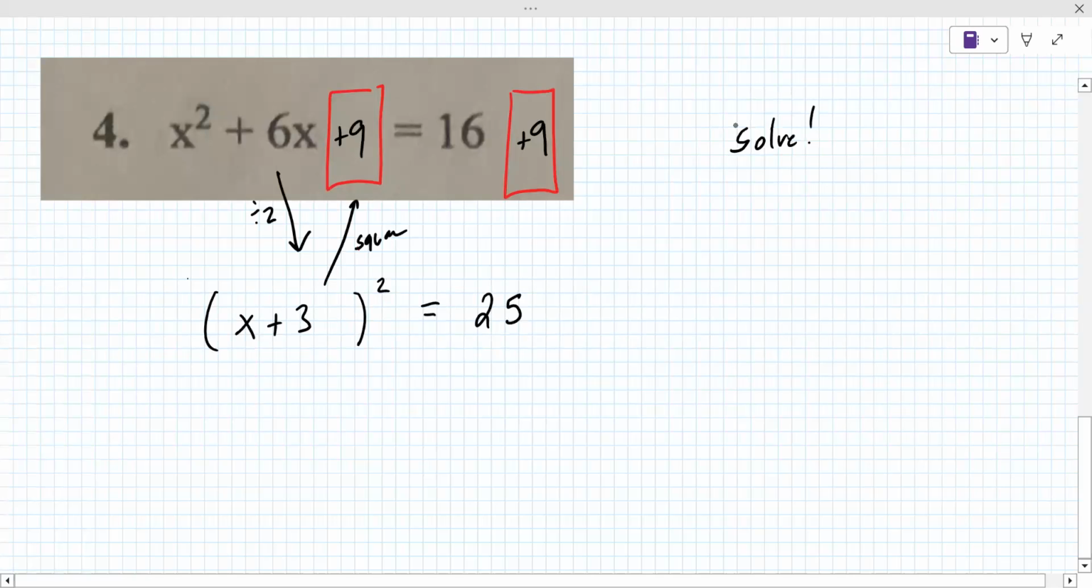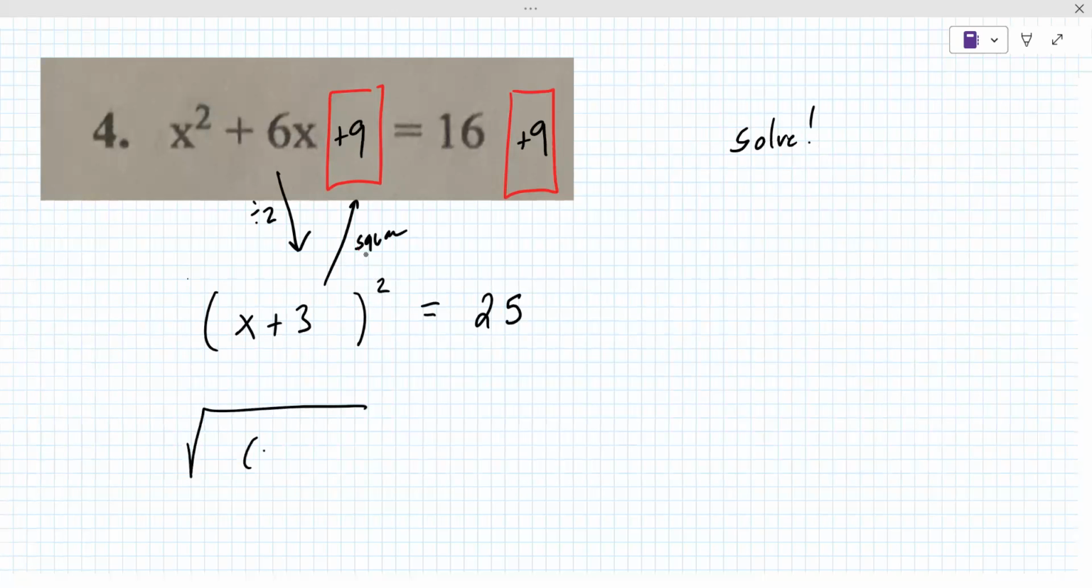That is the intent here. What is the best way to get x by itself? How do you undo this square here? Gotta find the square root. Square root, perfect. So it's the square root of both sides, plus or minus the square root of 25. What is the square root of 25?